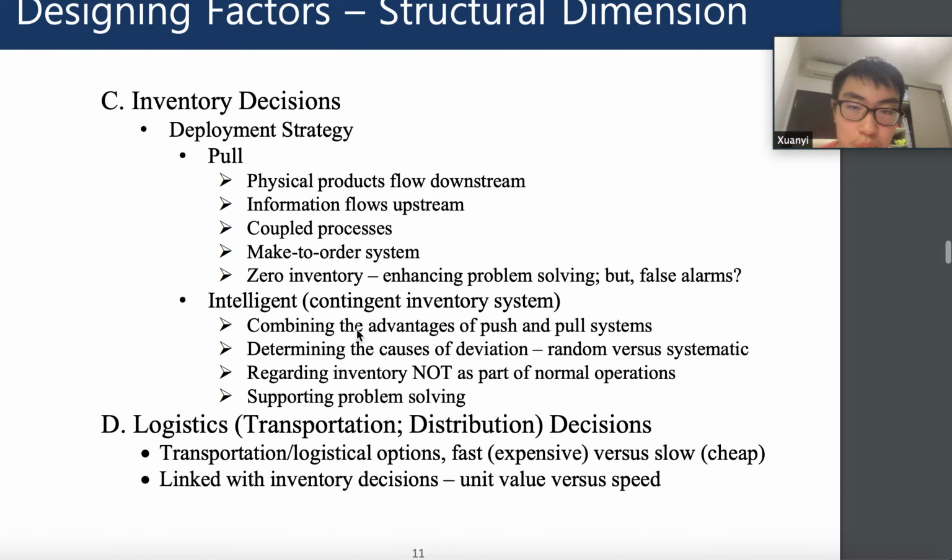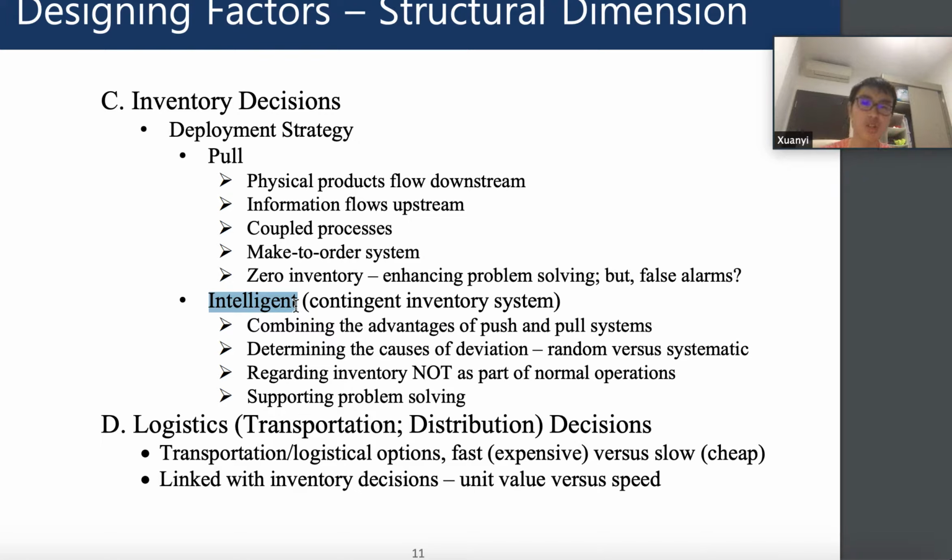That's why I'm now introducing to you the intelligent inventory system. Although it is called the intelligent system, it is not easy either, but I want you to understand the method first. So when you start your business or when you're managing a business, you can consider what you learned before on the contingent inventory system, so you know how to apply this in your business. The intelligent inventory system is basically combining the advantages of push and pull strategies, and it is used to determine the causes of deviation.